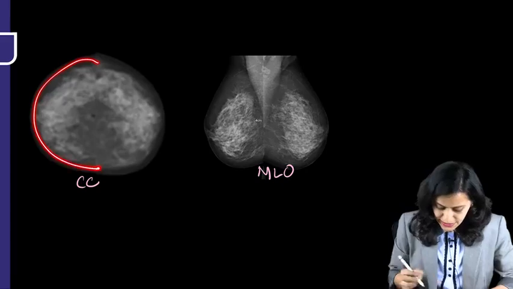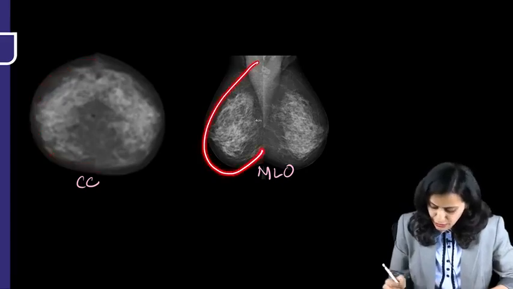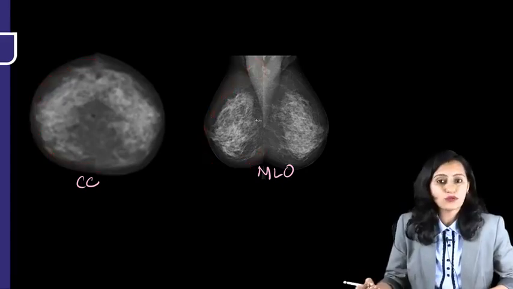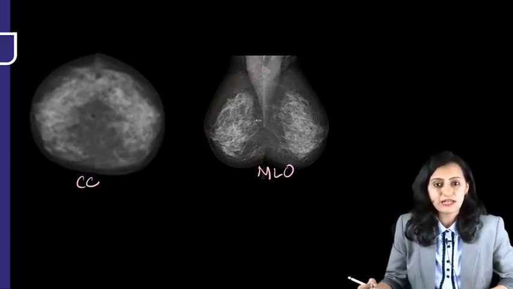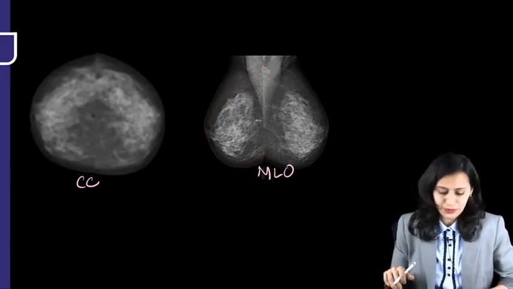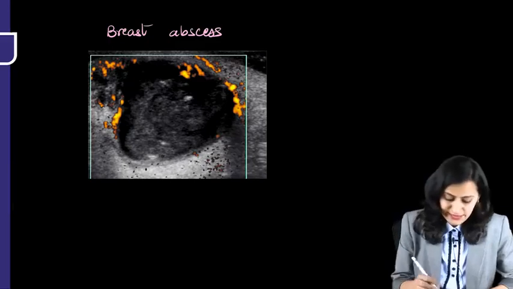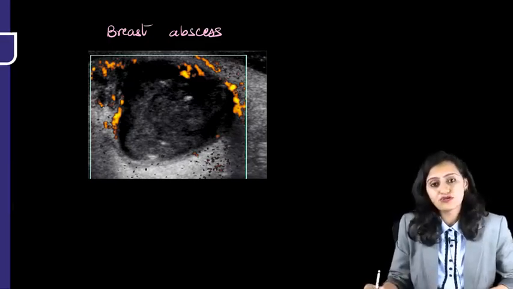So this one is the craniocaudal view and this one is the MLO view, which includes the axilla also. So MLO view has a better coverage as compared to craniocaudal view. Now, breast abscess is a condition where mammography is contraindicated.